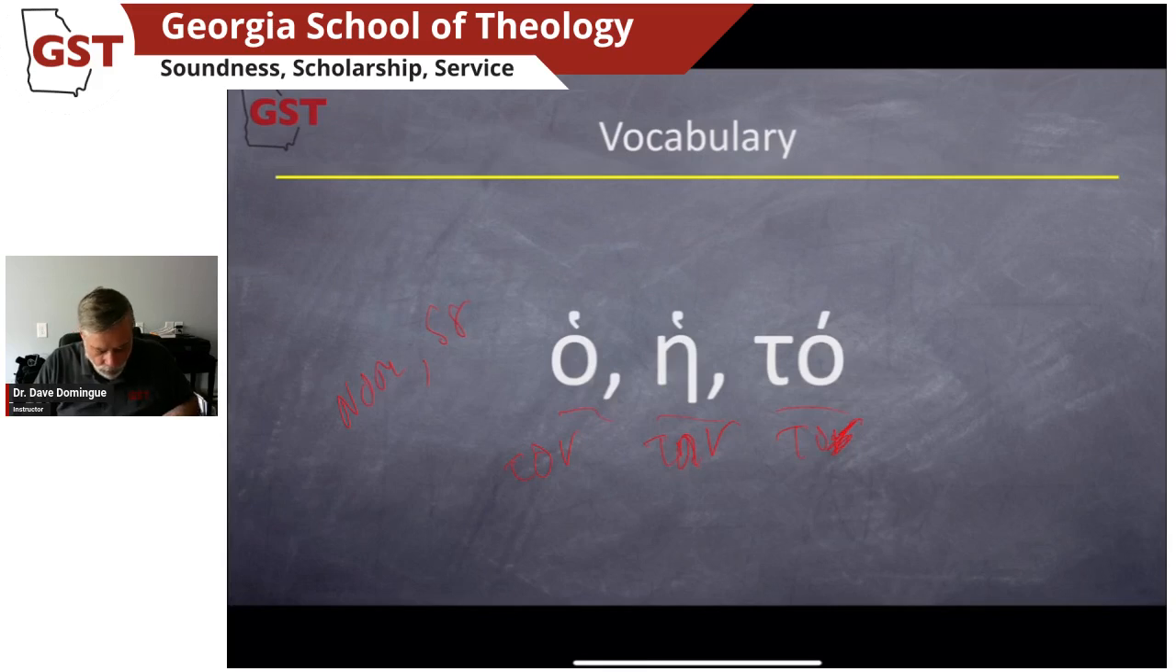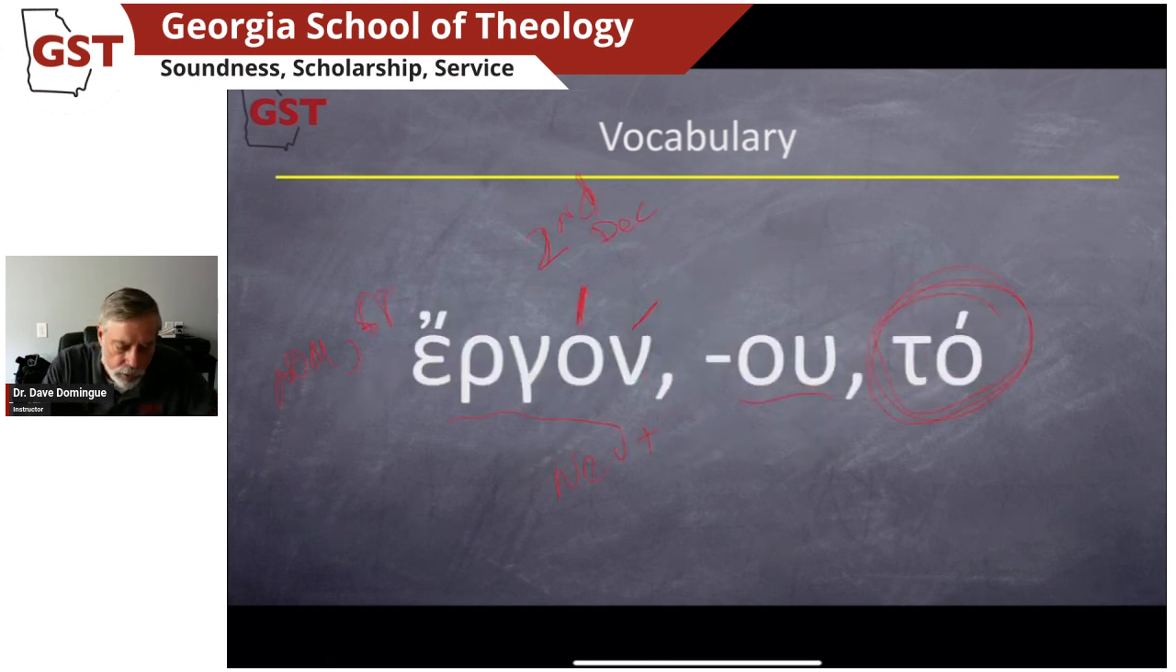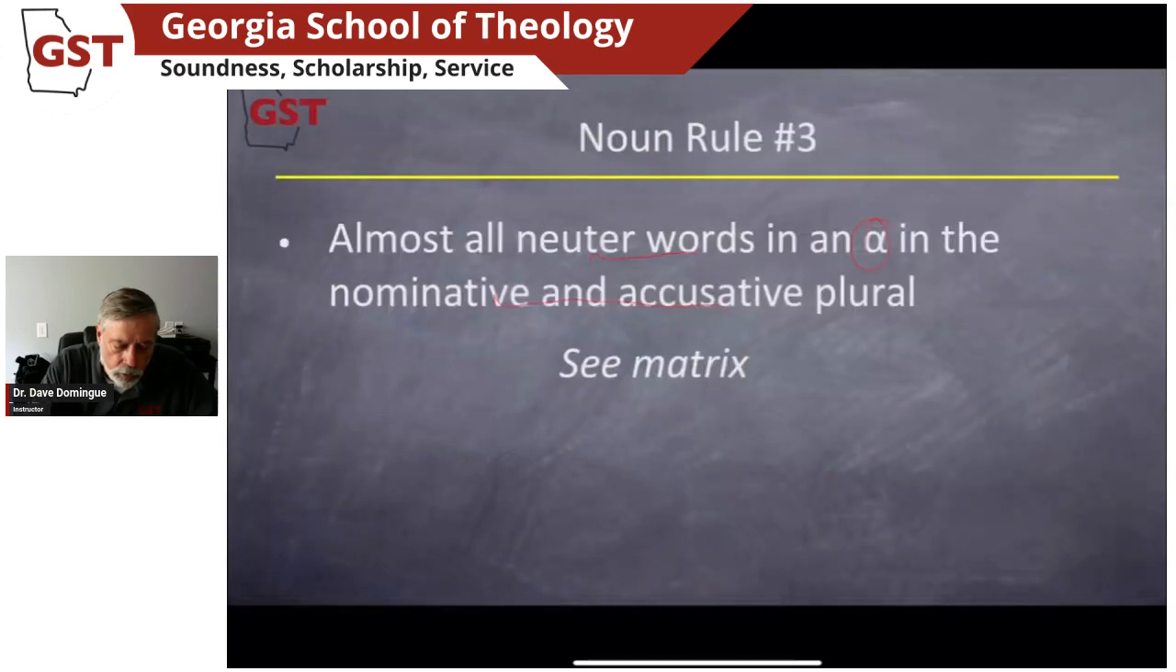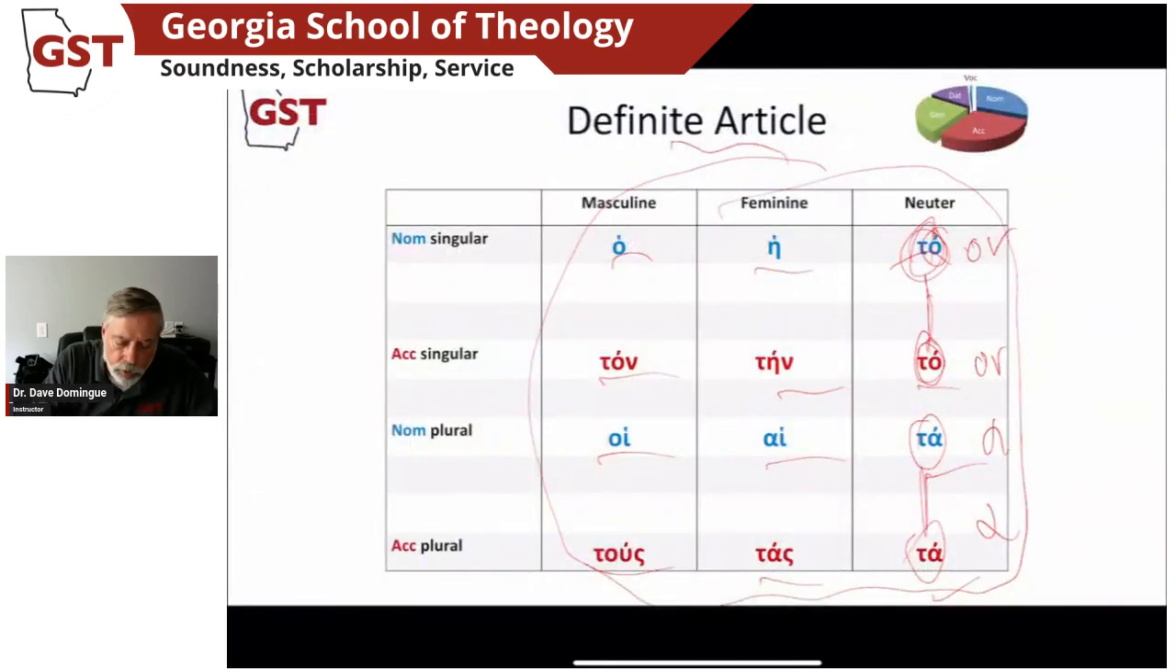Where is the article? That's what I'm looking for. You have all of this in the back of the book and on that fold-out laminated sheet, including the article matrix. To get to the article matrix, I'll just go back here. Okay, there it is. So neuter is going to be to, and in the accusative, to.